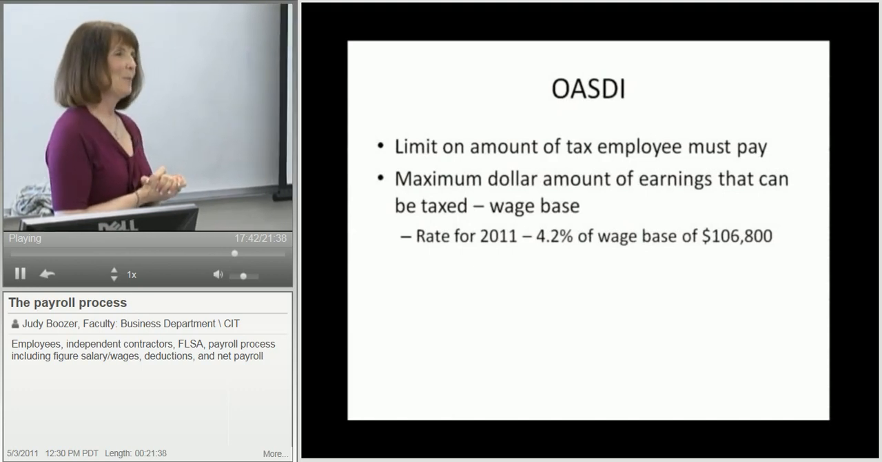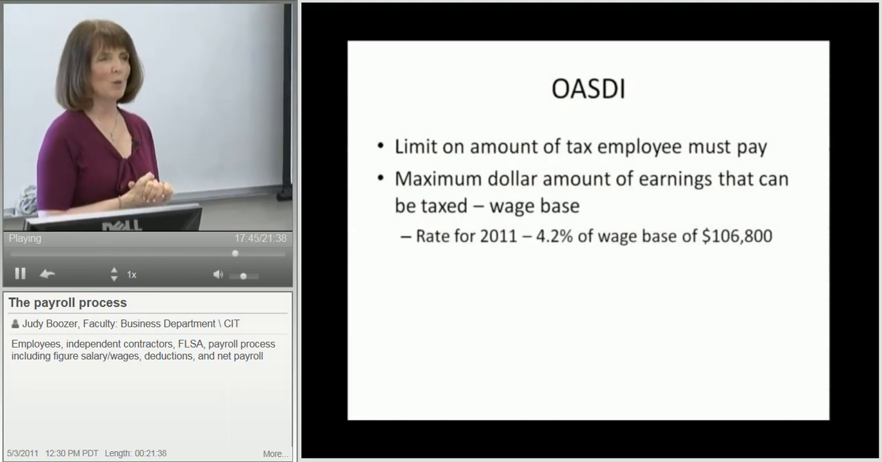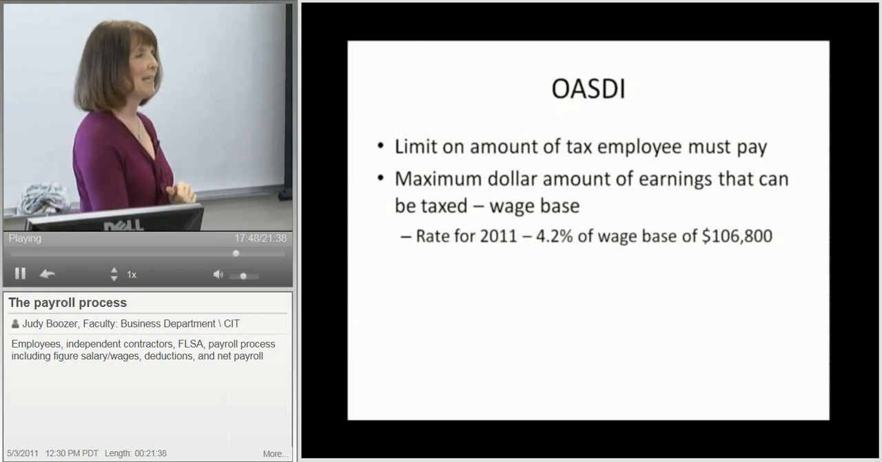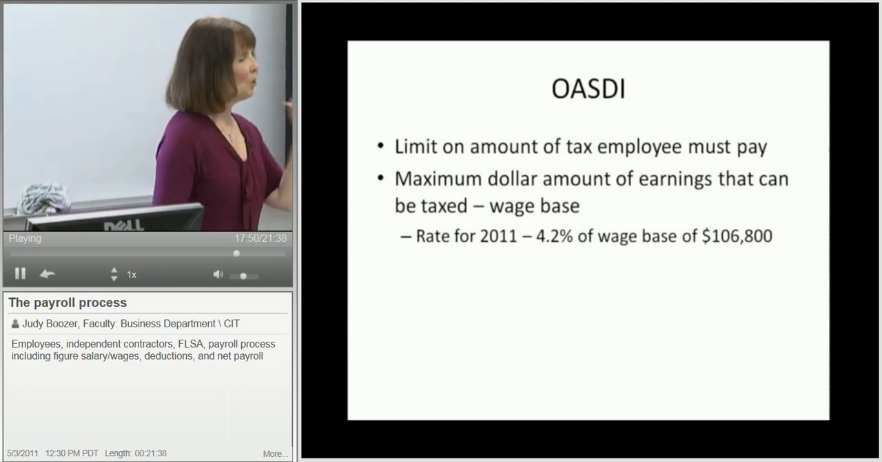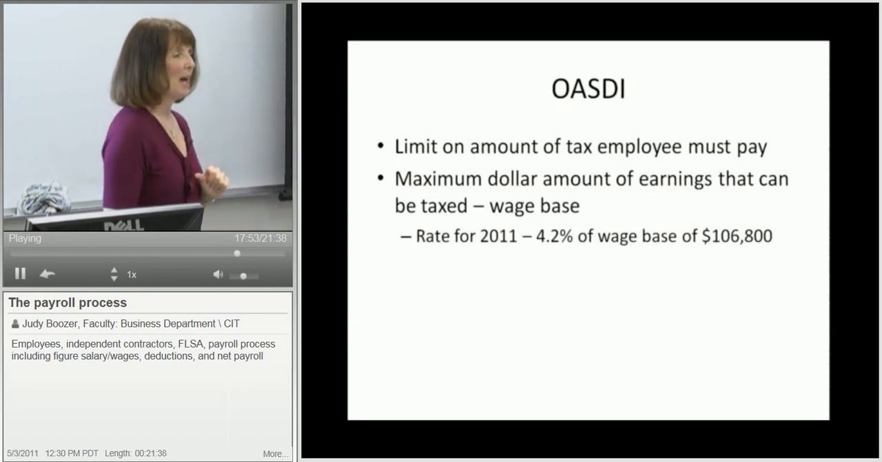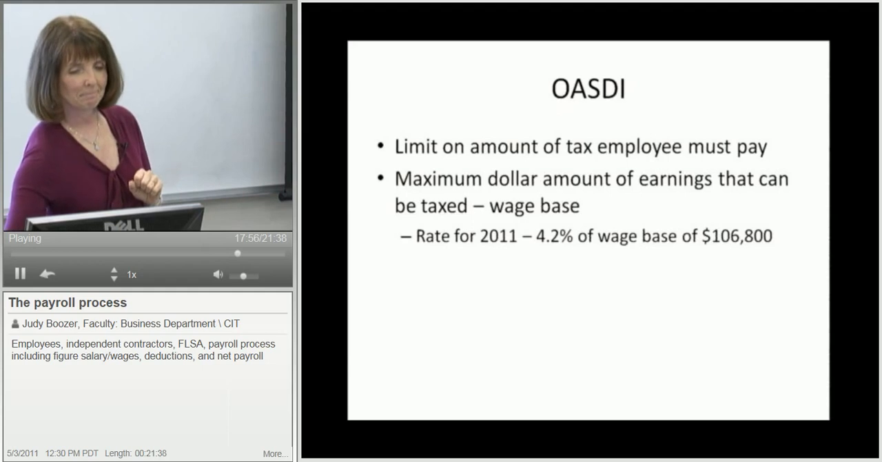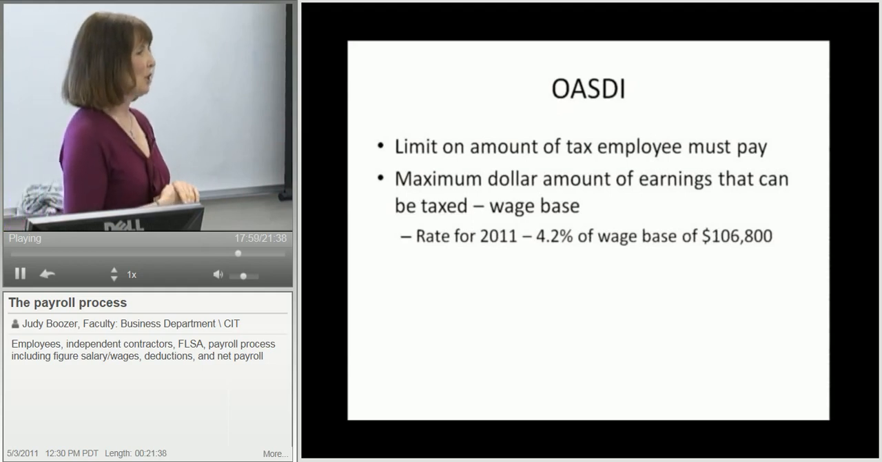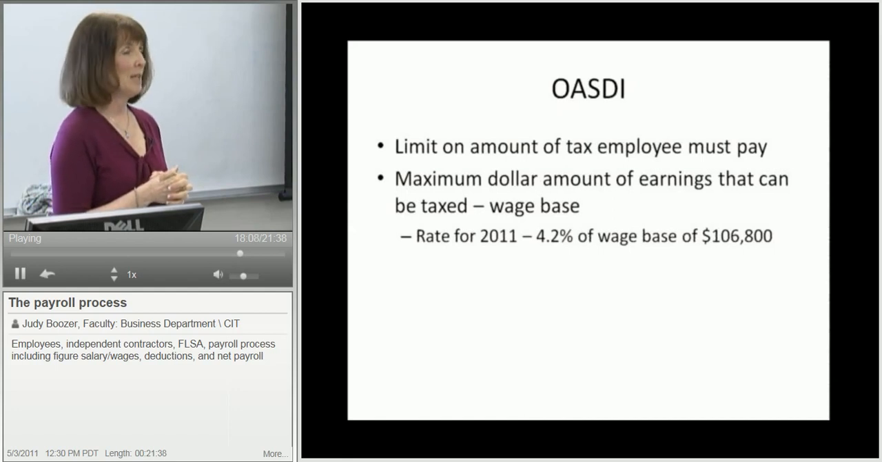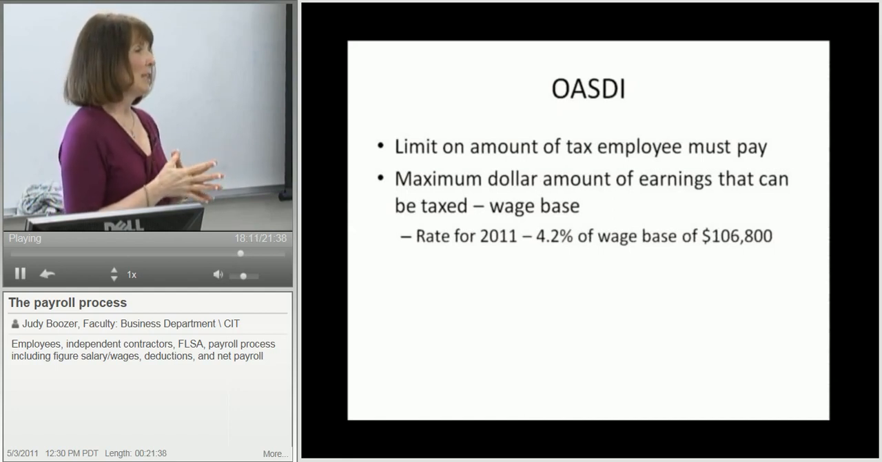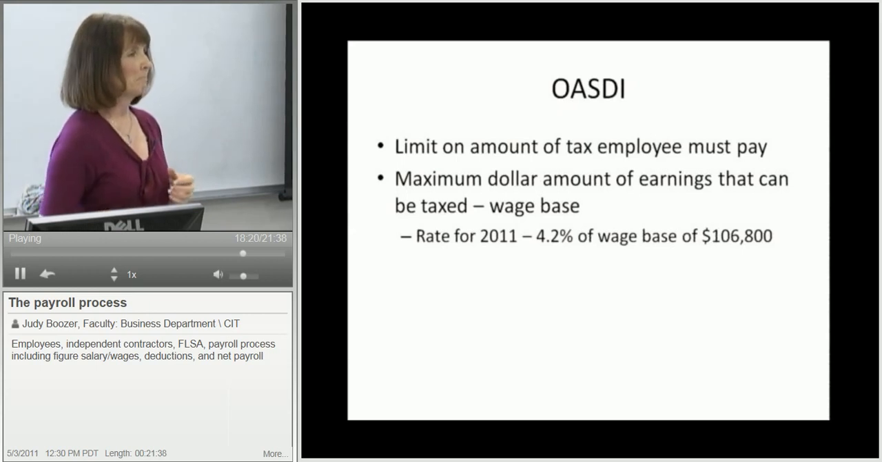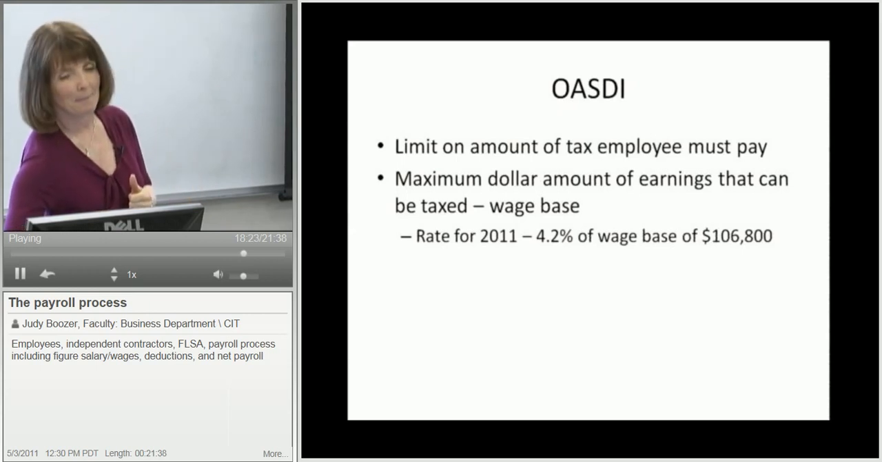And again, the base for real life is $106,800, but for the purposes of the book, it's $102,000. So you're always going to use that cap of $102,000 for your assignments. Otherwise, the amounts will be incorrect. Now, up until this year, the amount withdrawn for Social Security tax was 6.2%. So it was reduced 2% this year. Now, how long that's going to last, I don't know. But the idea was to put more money into the pockets of the American workers by reducing their tax liability a little bit.